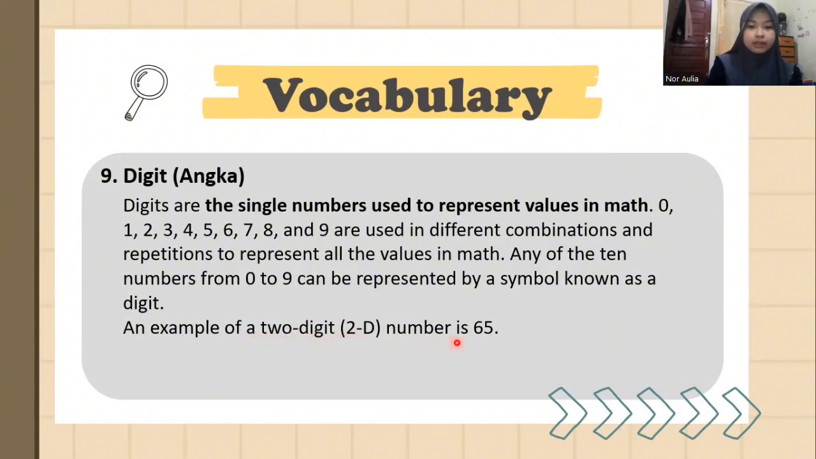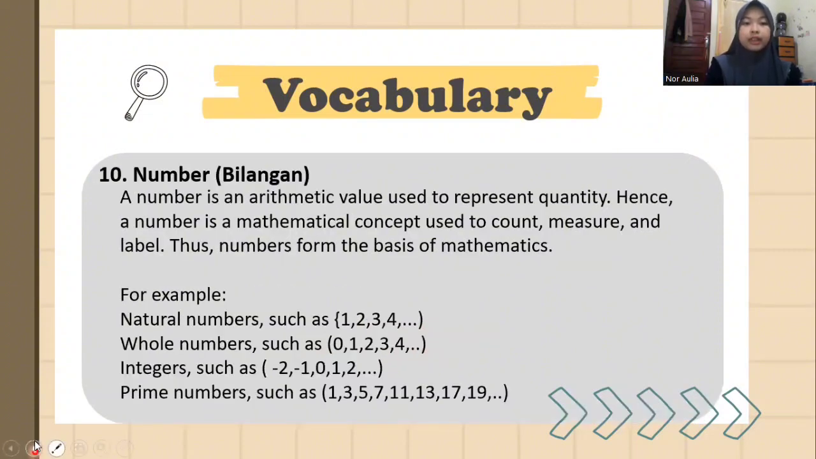The number is 65. Number 10 is number. Number in Bahasa we can say bilangan. The definition: a number is an arithmetic value used to represent quantity. A number is a mathematical concept used to count, measure, and label. These numbers form the basics of mathematics.